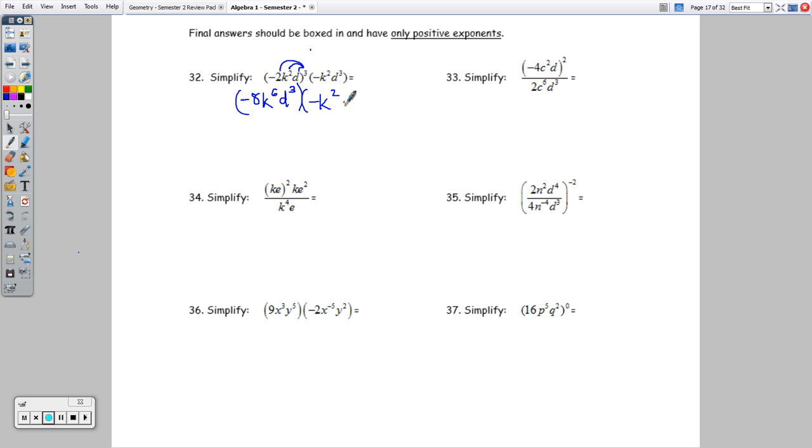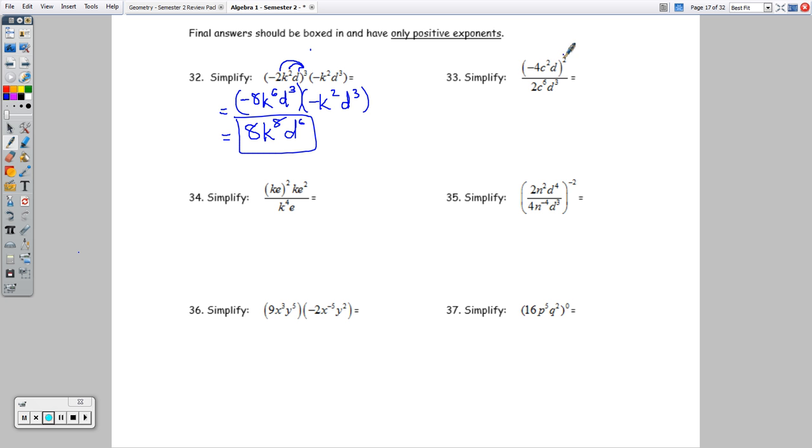Now we don't have a power to a power, we have something times something instead. So when we have just multiplication left, this is going to be just multiplied. So negative 8 times negative 1 really there, that's positive 8. But now we add the exponents when we're multiplying. So this would be k to the 8th, and then d to the 6th. And that'd be your final answer for that one.